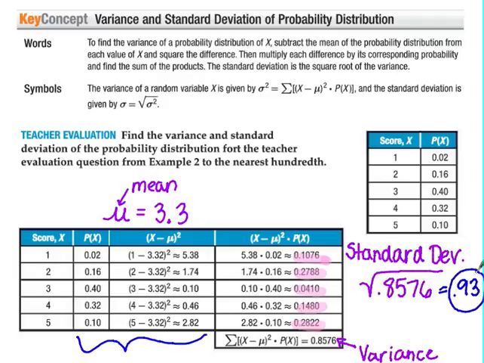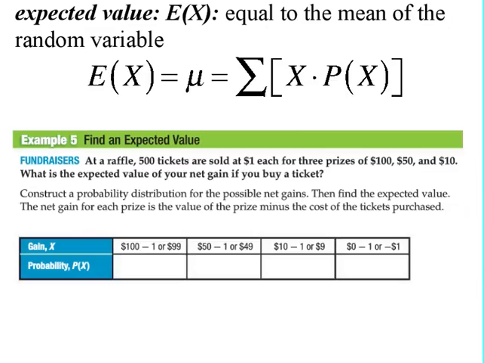Okay, so the variance is what you get when you add all this up. The standard deviation is going to be the square root of that. Okay. All right, questions? Okay, let's see what we got next.